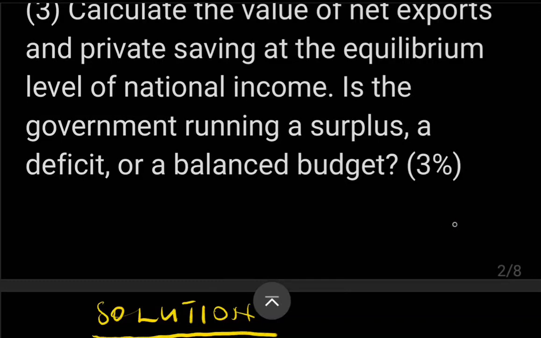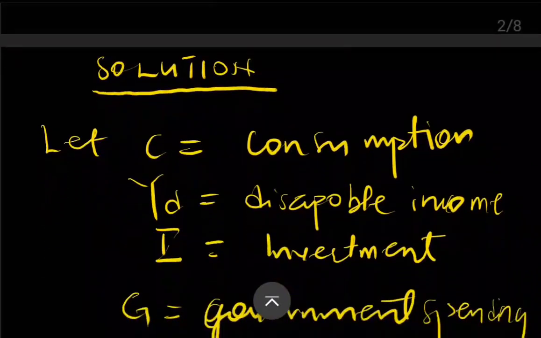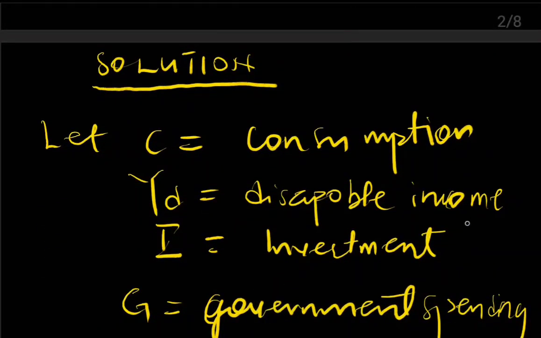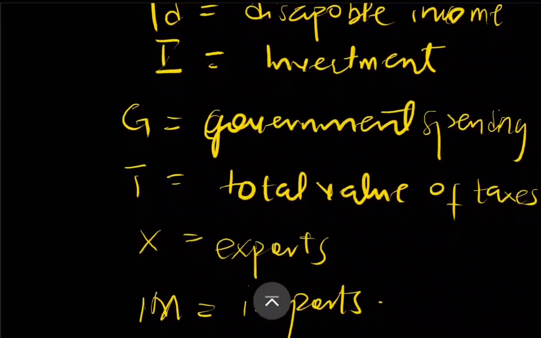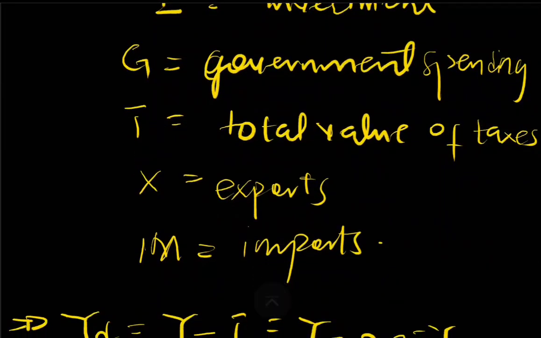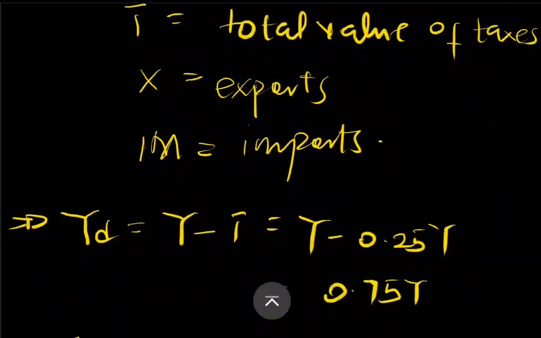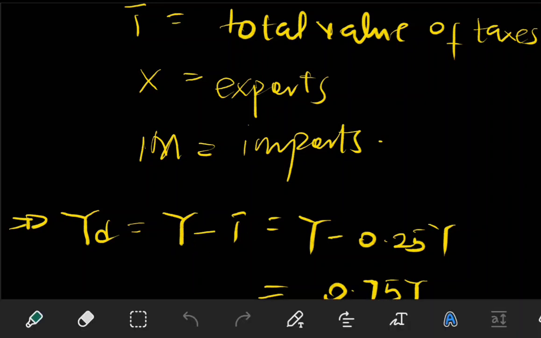So to tackle this problem, or to move straight to the point and find a solution for this kind of problem, let C equal consumption and YD equal disposable income, I equal investment, and G equal government spending. Let T be equal to the total value of tax, X be export and IM be import. And we know that we have to express YD in terms of Y. So YD will be equal to Y minus T, which will give us Y minus 0.25 Y.